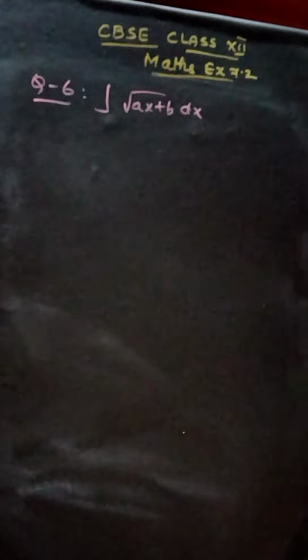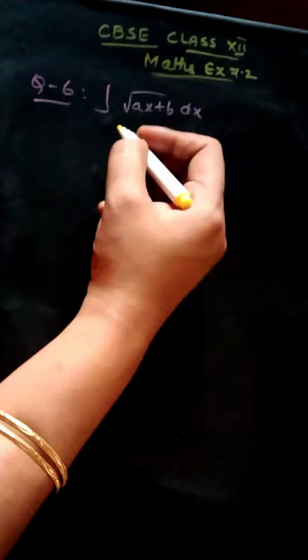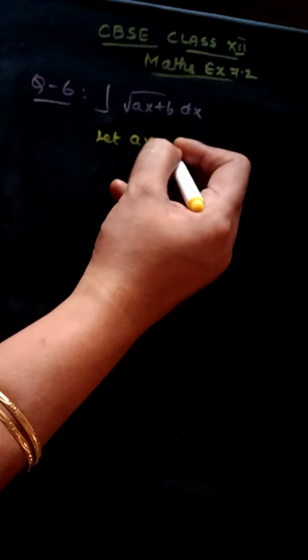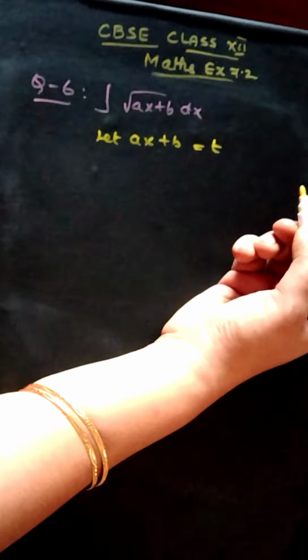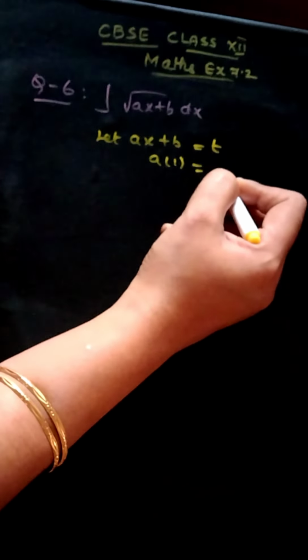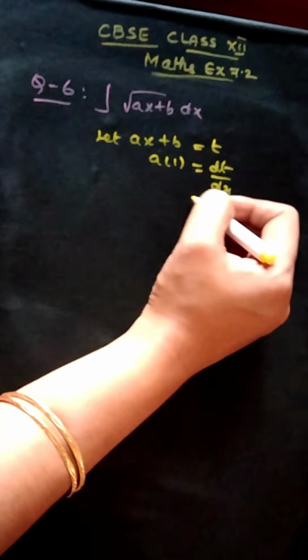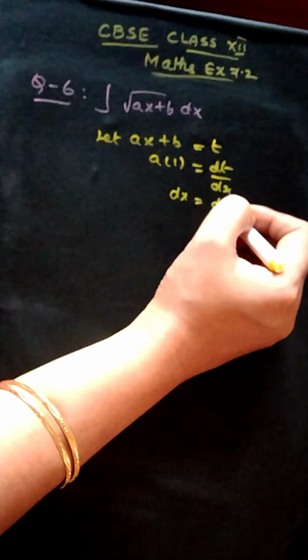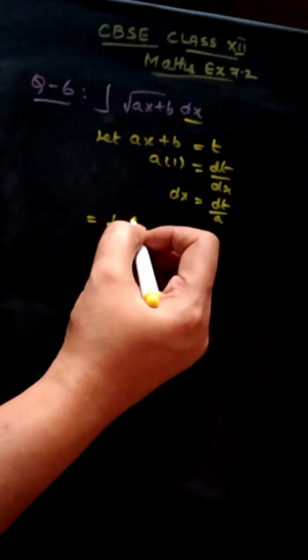Next is question number 6. Integral root of ax plus b dx. Try to take the inside terms as t. That is, ax plus b is equal to t. When we differentiate both sides with respect to x, here a and b are constants. So a into x derivative is 1 plus b is 0, dt by dx. We don't have a here in the integration part. This becomes dx is equal to dt by a. So wherever we have dx, we replace it as dt by a.